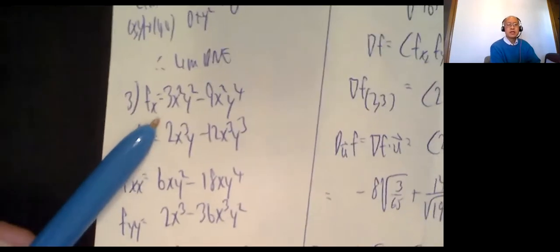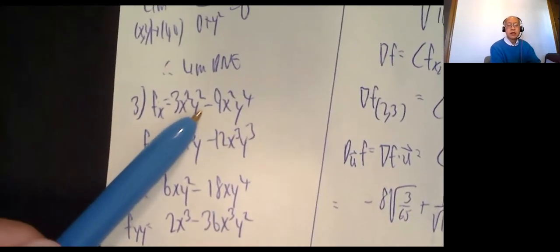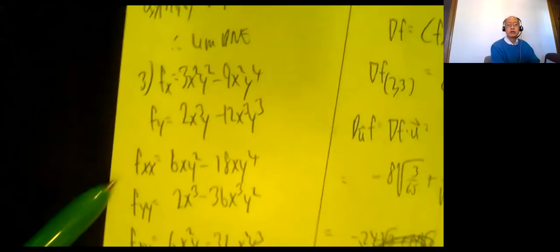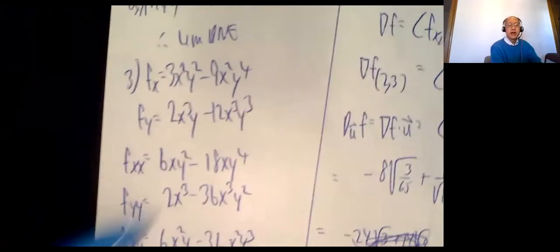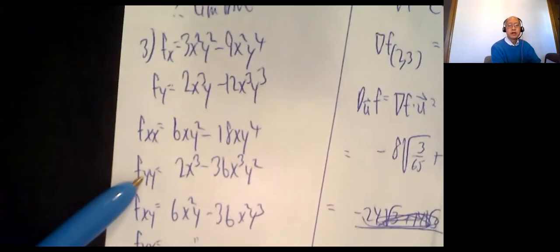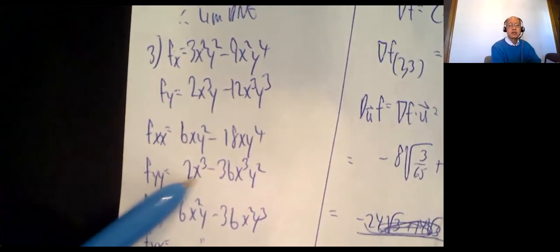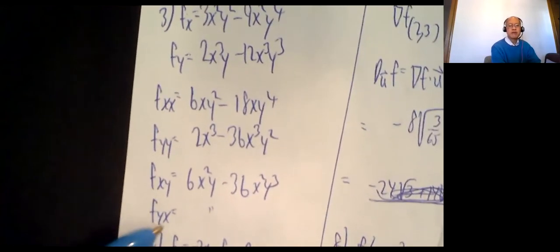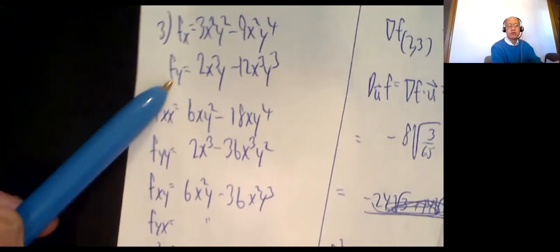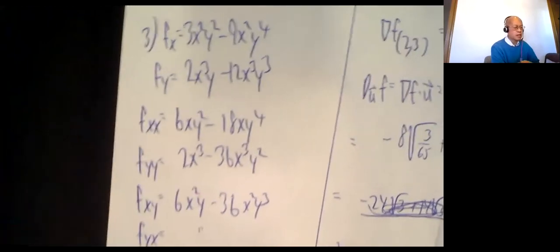Okay, number 3, find all the second partials. fx is 3x squared y squared minus 9x squared y to the 4th. fy is 2x cubed y minus 12x cubed y cubed. fxx is 6xy squared minus 18xy to the 4th. fyy is 2x cubed minus 36x cubed y squared. fxy, which is the same as fyx, is 6x squared y minus 36x squared y cubed. And just to double check, you can see if fyx does match, and it does match.